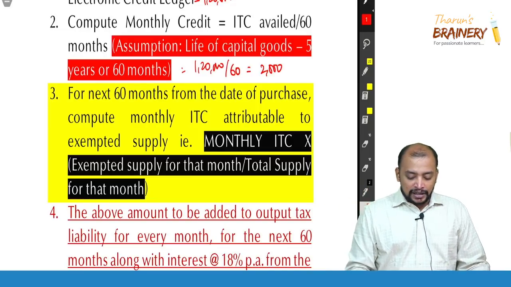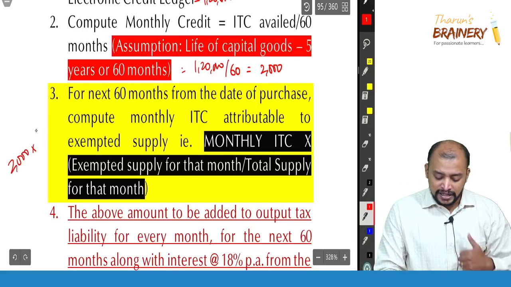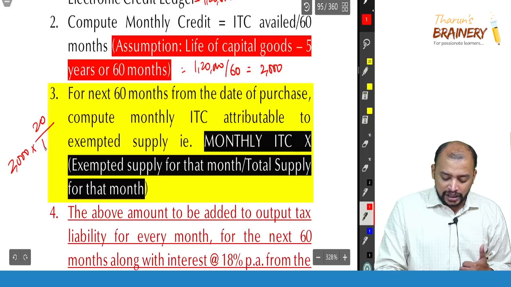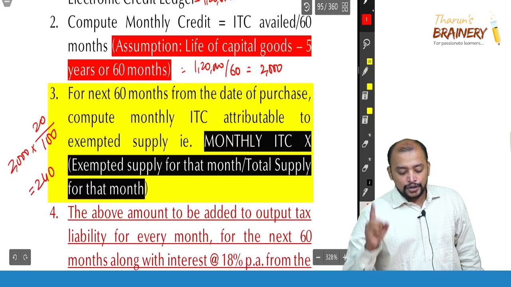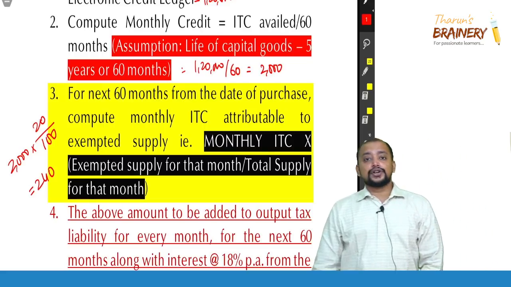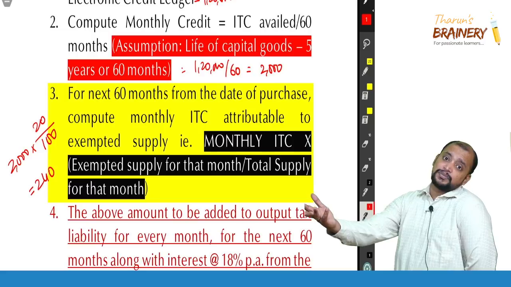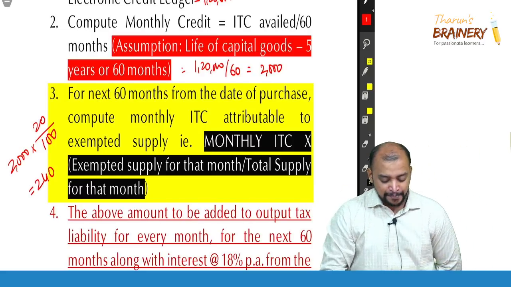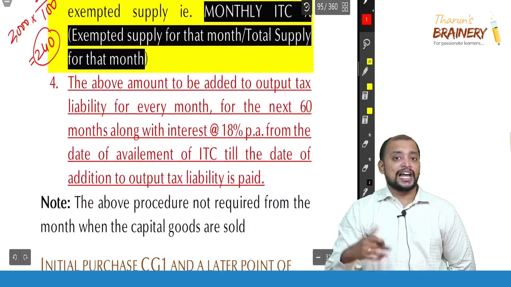Say for example, in a particular month, exempted turnover is 20 lakhs and the total turnover is 100 lakhs, then 240 rupees will be reversed. So 2,000 into 20 divided by 100, 240 will be reversed. 20 is exempted turnover, 100 is total turnover. And this 240 rupees reversed means what? It will be added to the liability.